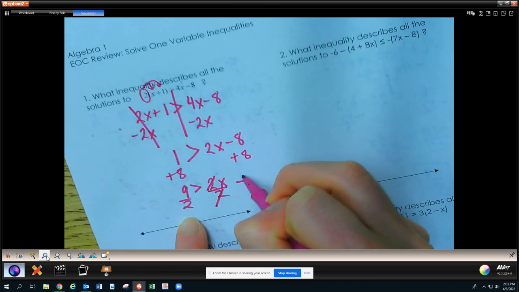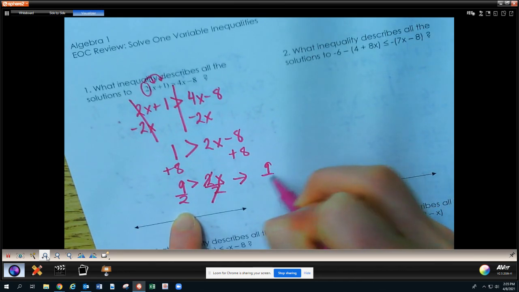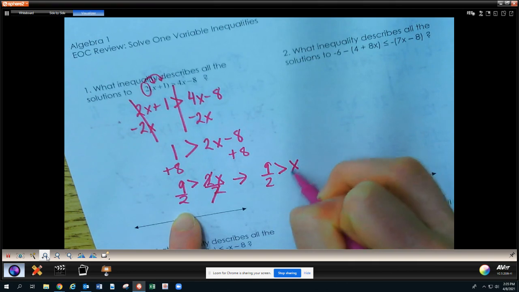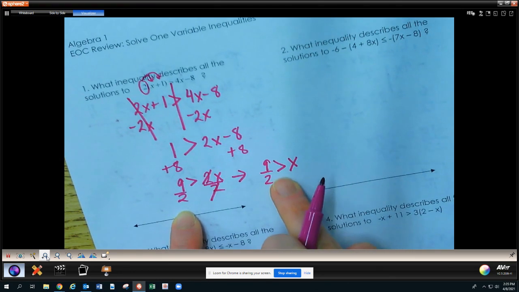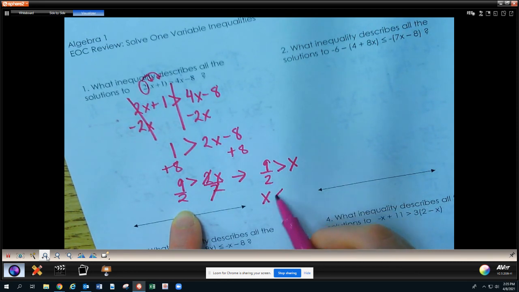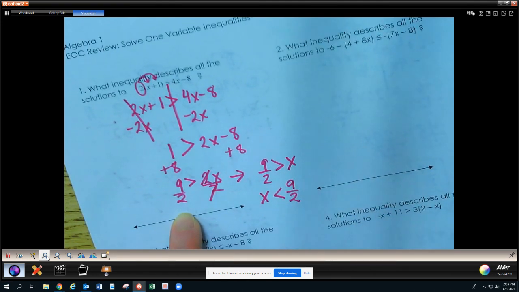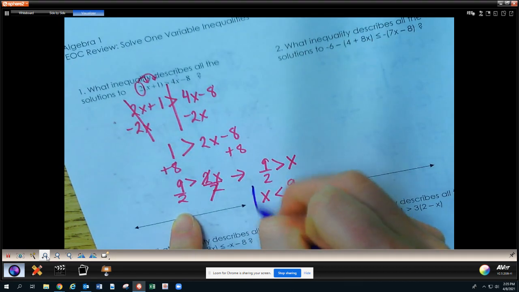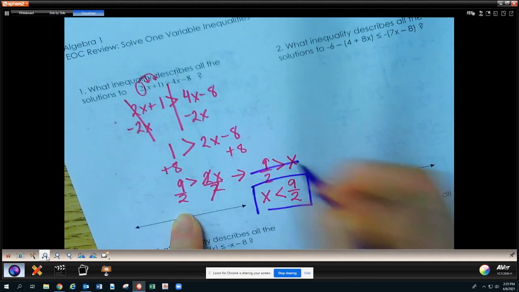Okay, and so my final answer has 9/2 over here, alligator, and x. Do not leave your answer like that. Always write x on the left. And since the alligator is facing away from the x, I need to preserve that. It's still facing away from the x. And then I have the 9/2 here. So always write your final answer with x on the left, not like that.